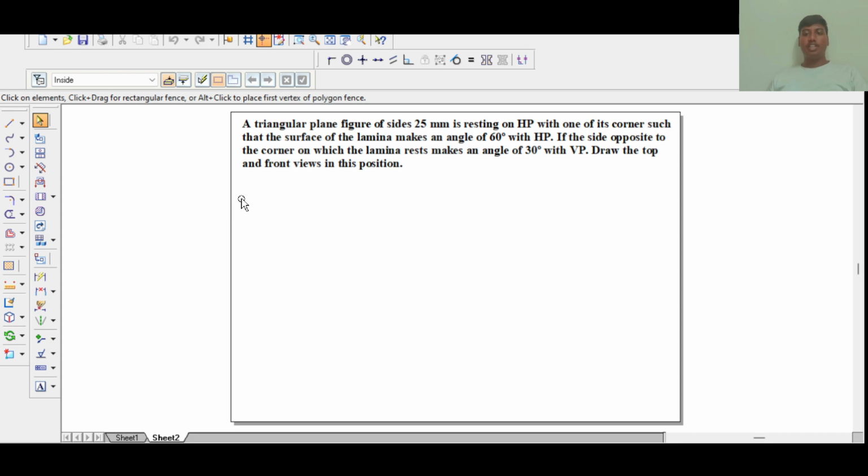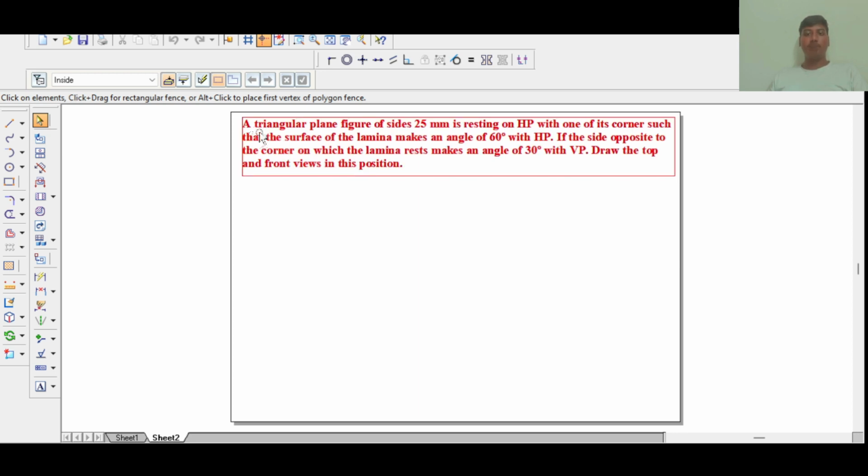So now the second problem. A triangular plane figure of sides 25 mm is resting on HP with one of its corners, such that the surface of the lamina makes an angle of 60 degrees with HP. If the side opposite to the corner on which the lamina rests makes an angle 30 degrees with VP, draw the top and front views in this position.